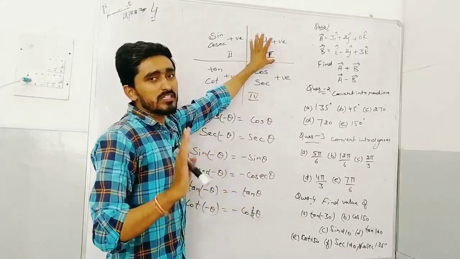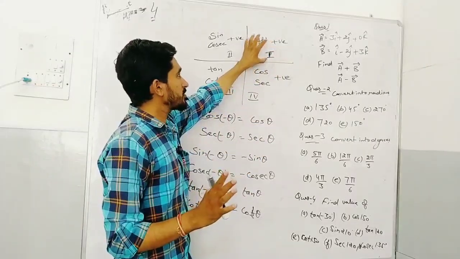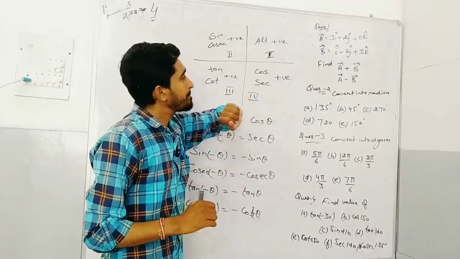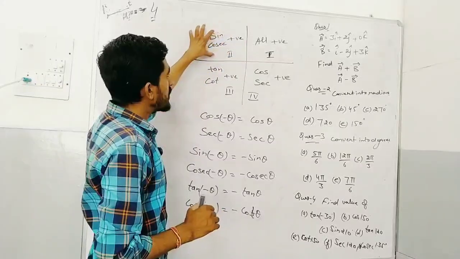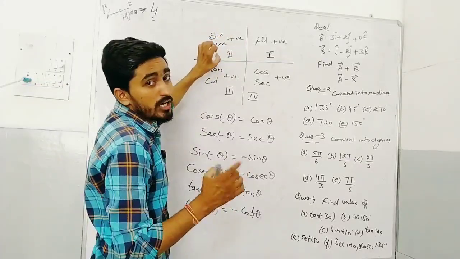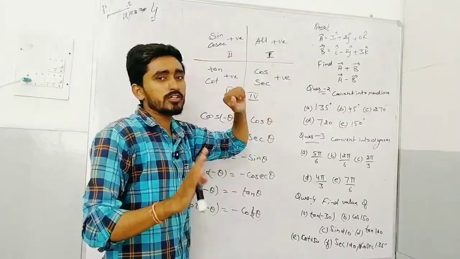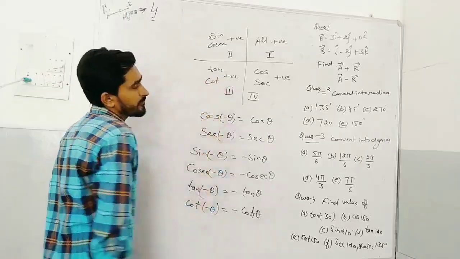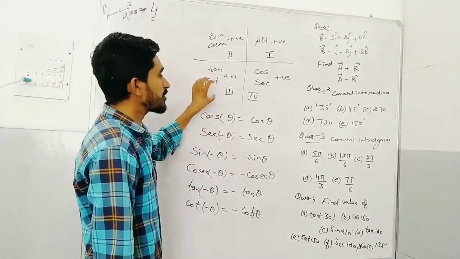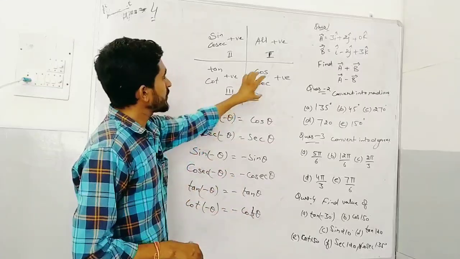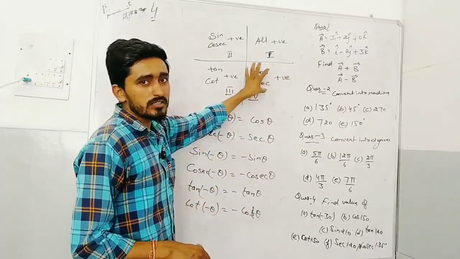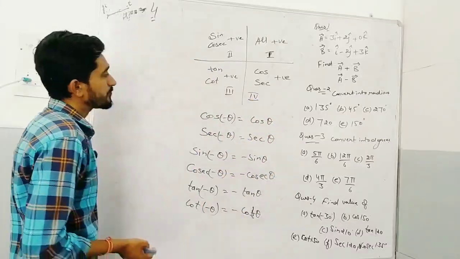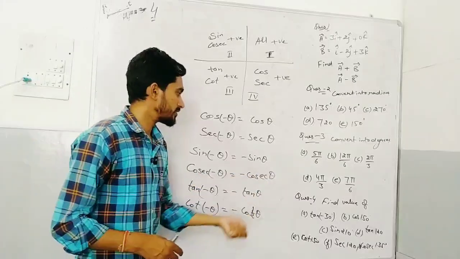There are 6 trigonometric ratios. All trigonometric ratios are positive in the first quadrant. In the second quadrant, sine and its reciprocal are positive, but the remaining 4 trigonometric ratios are negative. In the third quadrant, tan and its reciprocal are positive and the remaining 4 are negative. In the fourth quadrant, cos and its reciprocal are positive, remaining 4 are negative. You will get to know while I am doing these questions.